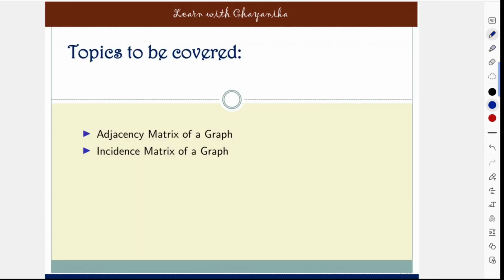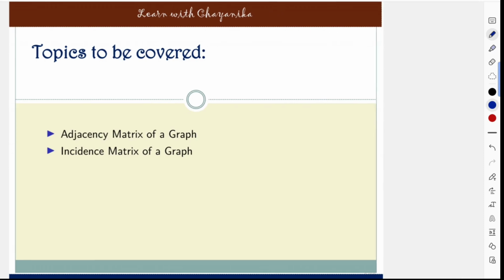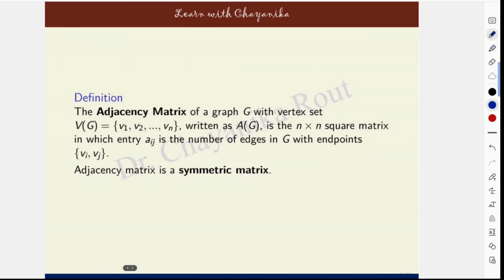Now in today's lecture, we are going to discuss elaborately about the adjacency matrix and incidence matrix of a graph. So we start with the adjacency matrix. Here goes the definition. Let's go through the definition first and then I'll explain with the help of some examples.